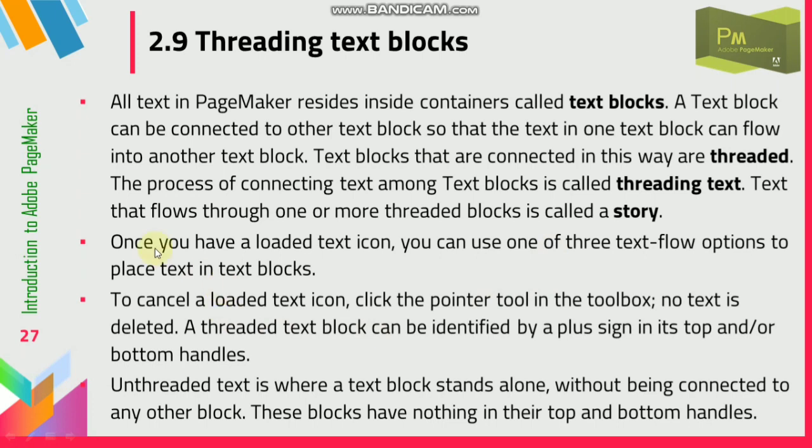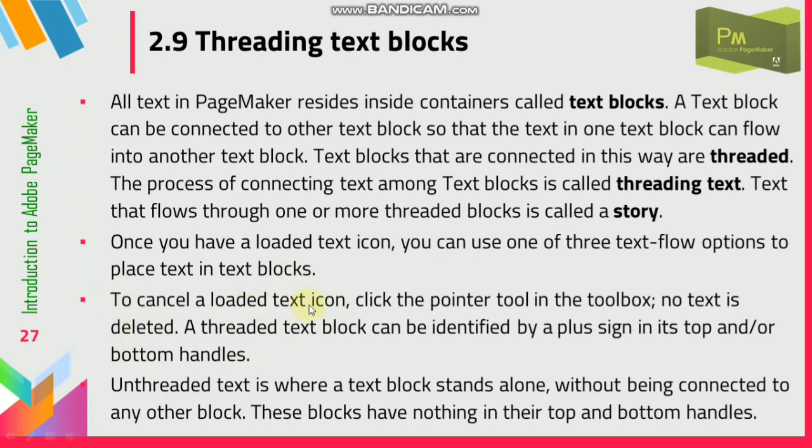Clear? Then once you have loaded the text icon, you can use one of the three text flow options to place the text in a text block. So already we have seen all the methods to load the text. The first method is you can load the text by making use of manual text flow. Then the second one is automatic text flow. Then the third one is by making use of the file menu option, and inside that file menu you will have an option called place.